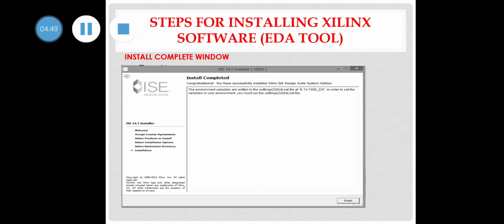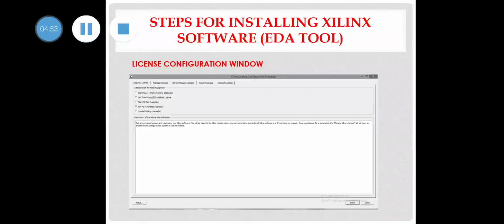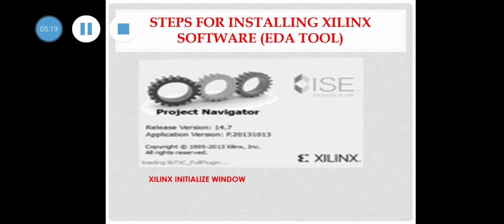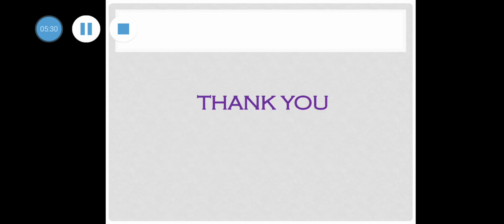Now once the installation is done, the next software is the license soft copy. There you have to open it, and you will get a license configuration window as shown. Then in the license configuration window you have to select the fourth option, and then you can see the Xilinx initiate window like this, and the EDA tool is installed completely afterwards. So this is all about the installation of the EDA tool Xilinx ISE.